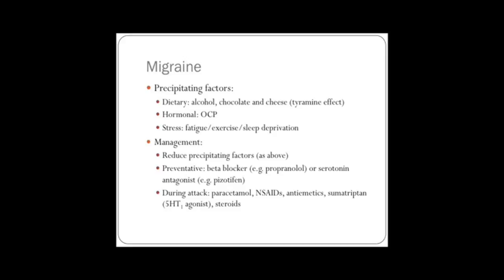During an attack, paracetamol and non-steroidal anti-inflammatory drugs to try and reduce the pain, analgesics, and antiemetics if the patient often gets nausea and vomiting during episodes of migraine. And if those fail, then the triptans, and these are selective serotonin receptor agonists, 5-HT1 receptor agonists, and in very difficult cases, then steroids may be of help, but that's contentious.